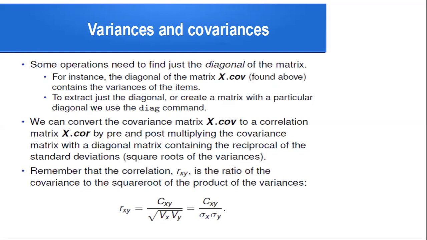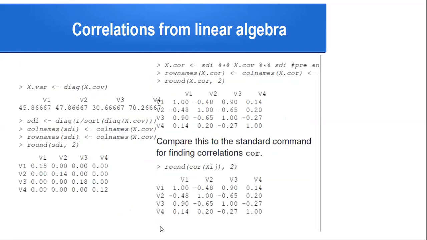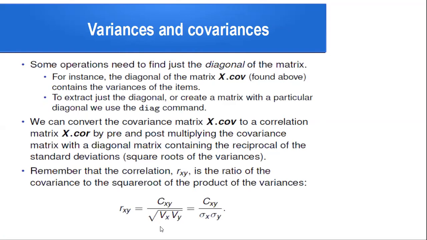Remember that the correlation rXY is the ratio of the covariance, মানে cXY by root এত দিয়ে করলে আমি covariance পাবো, square root of the product of the variances. Please see the following example. Clear? This is the equation.